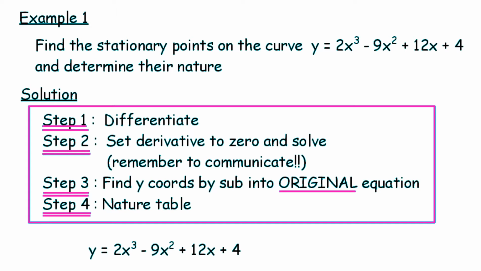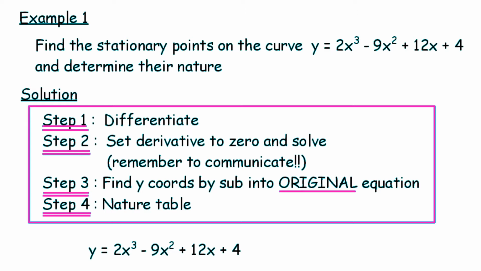Your solution will have 4 steps. Step 1 will be to differentiate. Step 2 will be to set your derivative equal to 0 and then solve, most likely using factorising. You're going to need to make sure you communicate a statement at that point as well. Step 3, you'll find the y coordinates by subbing into the original equation, and step 4 will be to set up a nature table which allows you to determine the nature of your stationary points.